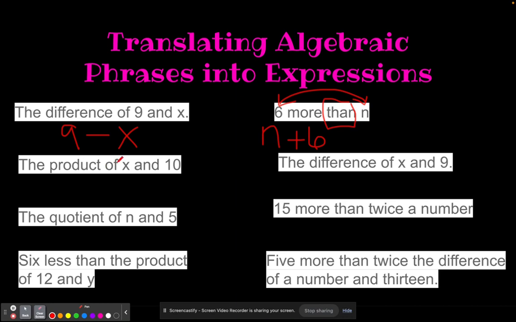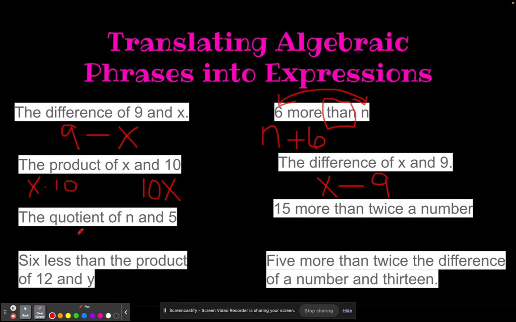The product of x and 10. Technically, product means multiply. So technically, I could say x times 10. But in algebra, we like to shove them up against one another like this, and your number always goes first. The difference means subtraction. The difference of x and 9. So notice it does depend on the order of the words for the difference.